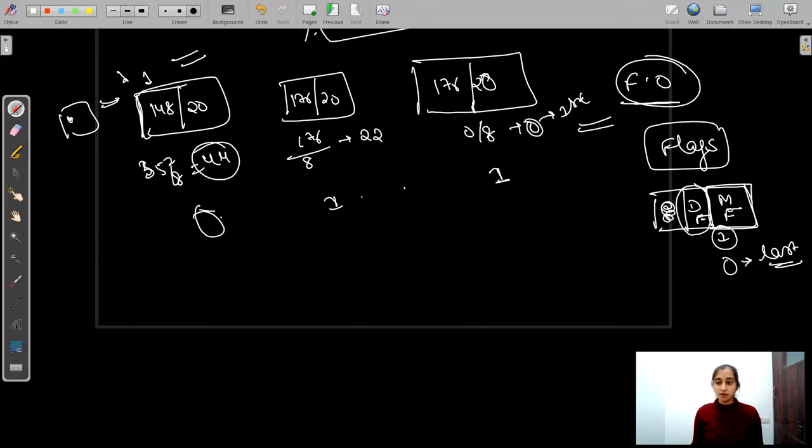Okay, more fragments or not. MF means more fragments, whether it contains more fragments or not. So if its value is 1, it means it contains more fragments. If its value is 0, it means it's the last fragment and does not contain more fragments.